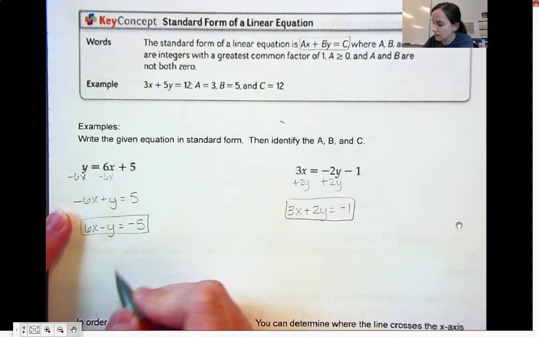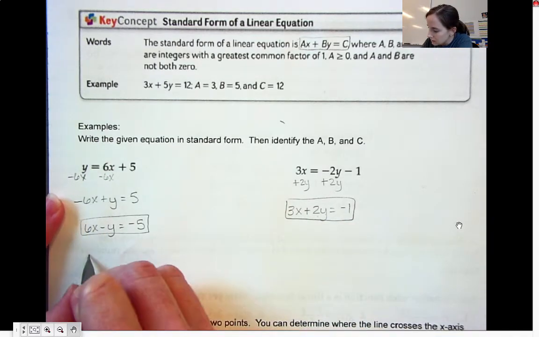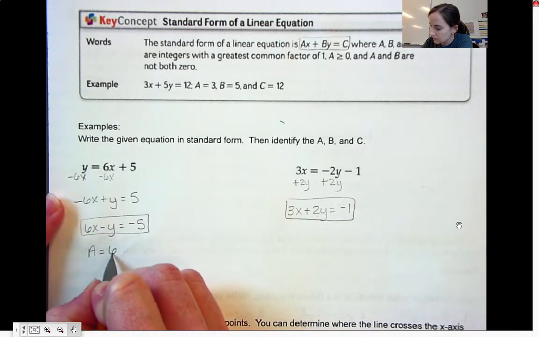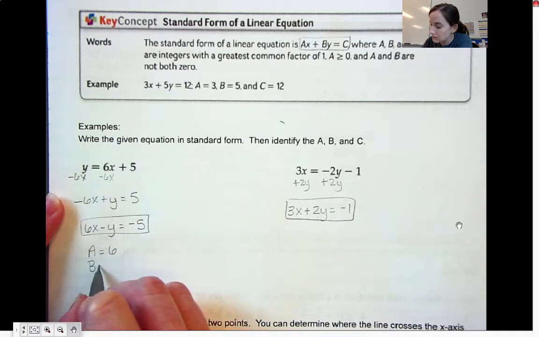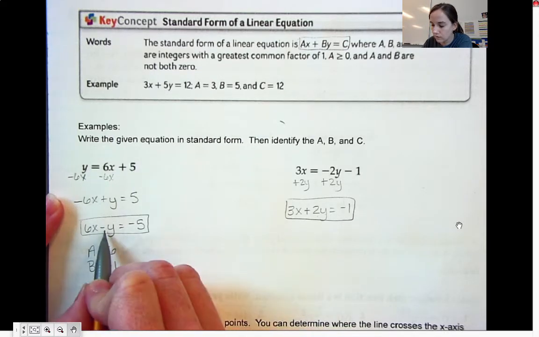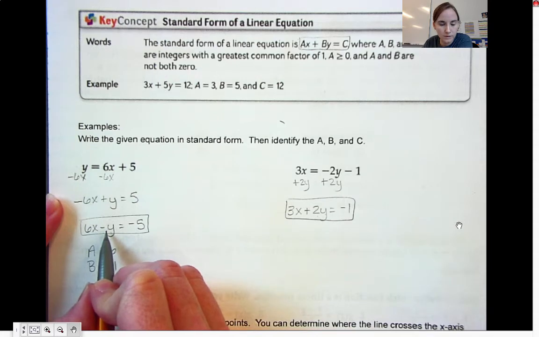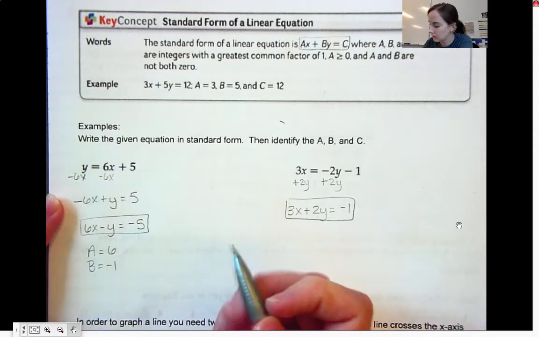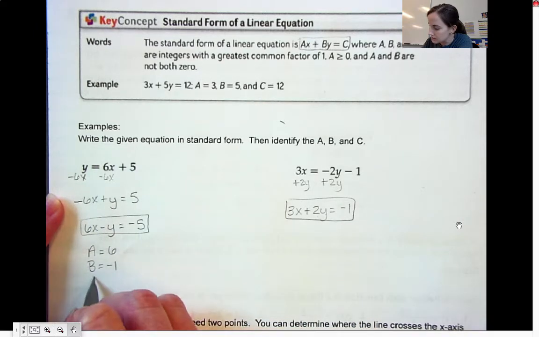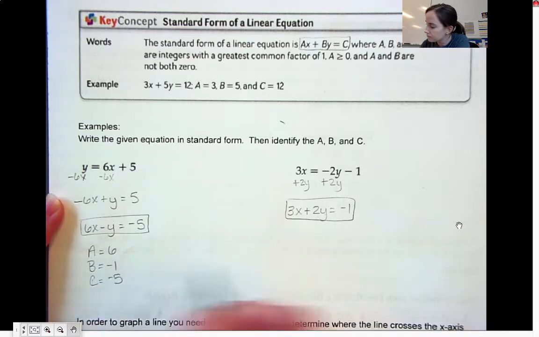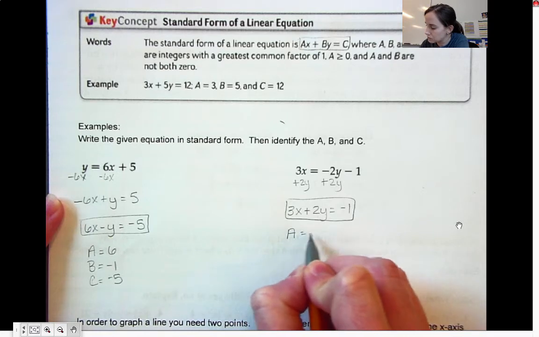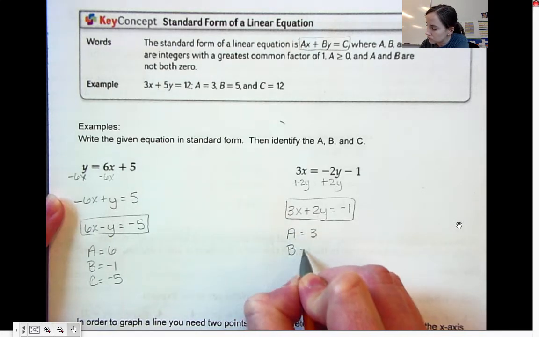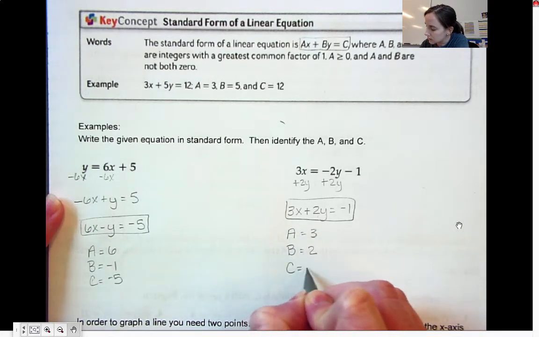Now let's identify the a, b, and c for both of these. The a in this case is 6. The b is negative 1. If you don't see a value in front of a variable, it's understood to be a 1. And in this case, because we have the minus sign, it's negative. And the c is negative 5. Over here, the a is 3, the b is 2, and the c is negative 1.